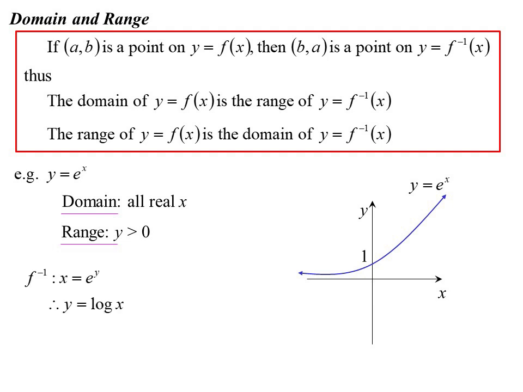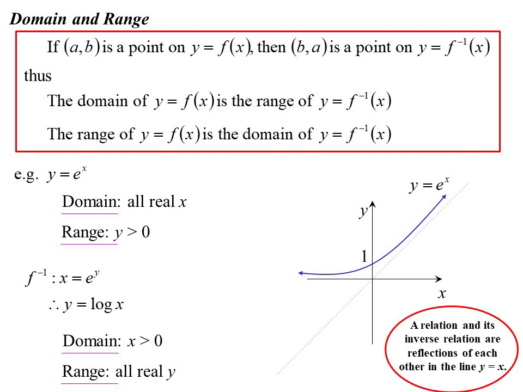Swap the x and the y's around: x equals e to the power of y, which we know we can rewrite as y equals the natural log of x. And the domain of natural log of x is x greater than 0, and the range is all real y. The domain and range have indeed swapped around. If we were to draw it, remember the inverse and the function should be reflections of each other in the line y equals x. There's our log curve.